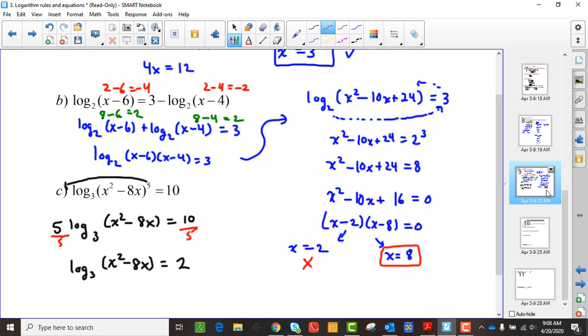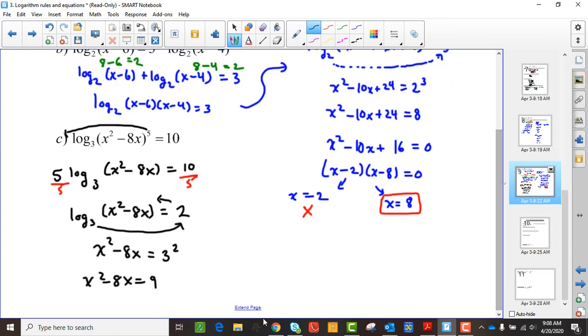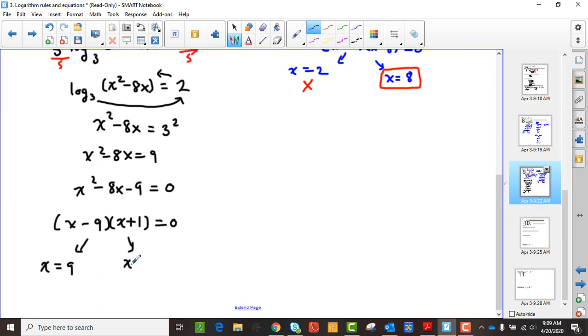All right, then I can write it as an exponential. So now I can write it as an exponential and make it x squared minus 8x is equal to 3 squared. Base raised to the power equals the argument. So that means I get x squared minus 8x is equal to 9. Which then means that I have x squared minus 8x minus 9 is equal to 0. I factor that and get x minus 9 times x plus 1 is equal to 0. And that gives me two possibilities. Either x is 9 or x is minus 1.